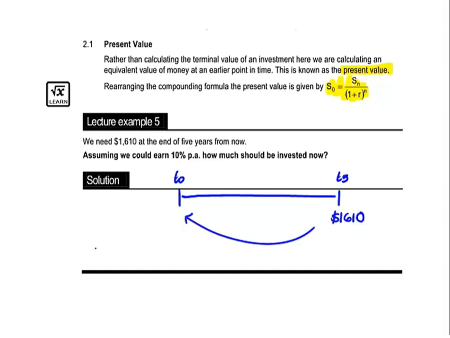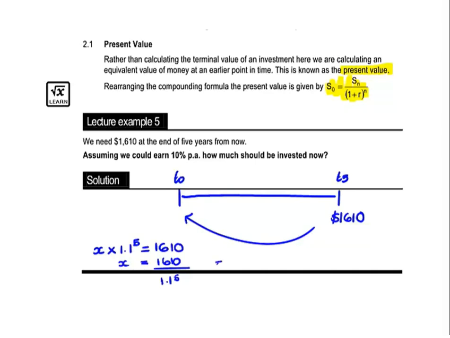So we know then from before that we would take an amount and multiply it by 1.1 to the power 5, and that would equal 1610. So rearranging that formula where x is the amount that we need to invest, we're going to divide the final amount, the terminal value at T5, by 1.1 to the power 5.